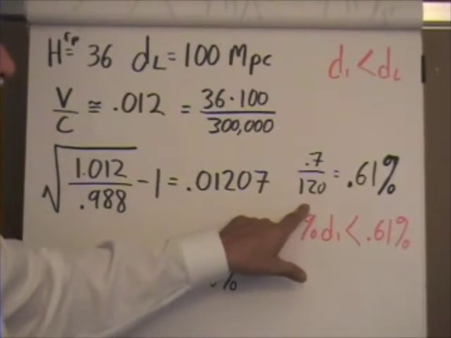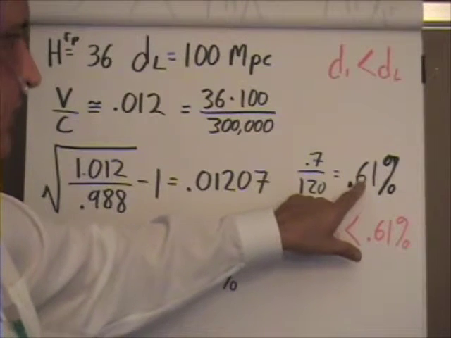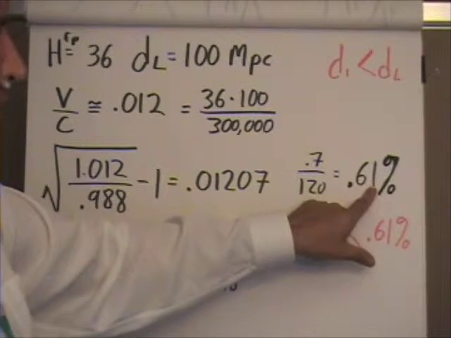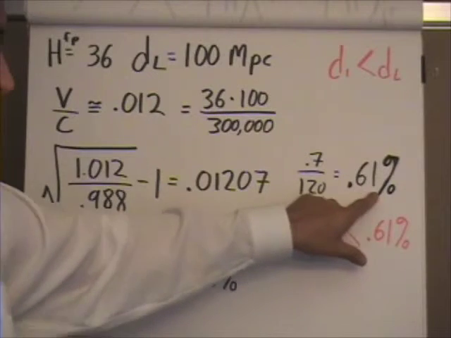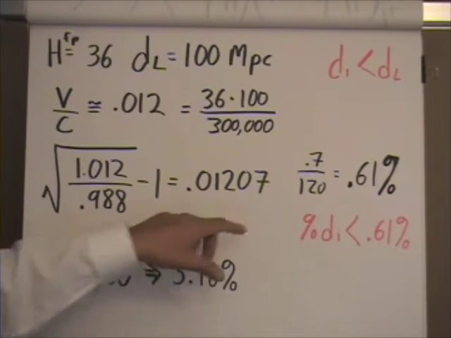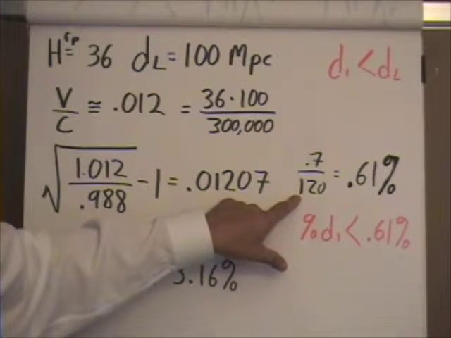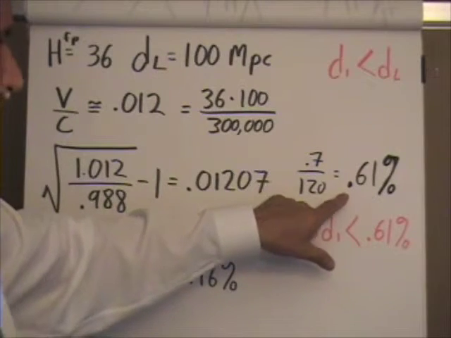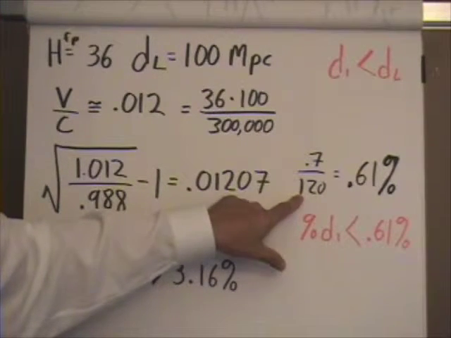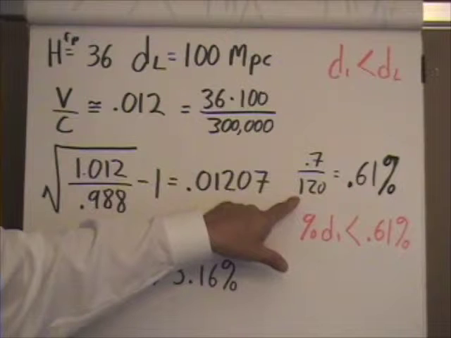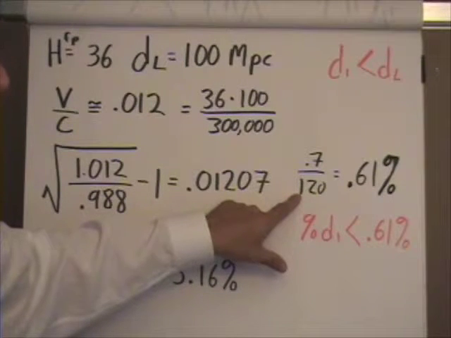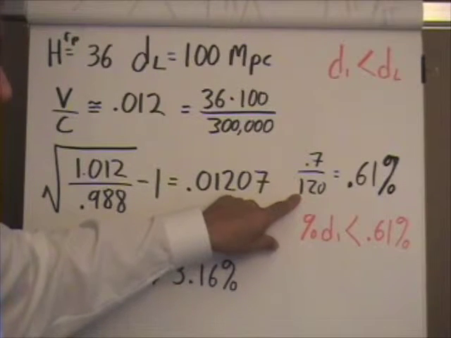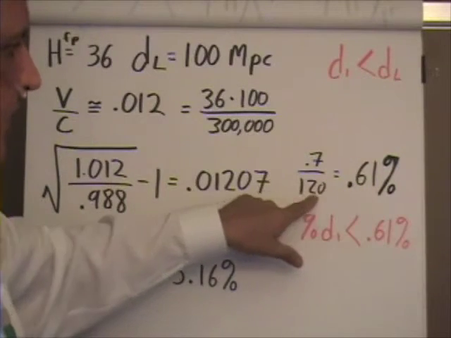0.7 over 120 is 0.61 of 1%. So the relativistic formula would be more accurate by this much, or more correctly stated, the non-relativistic formula will understate the redshift by that amount.